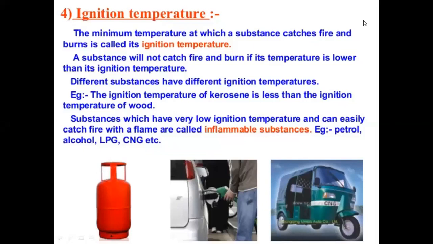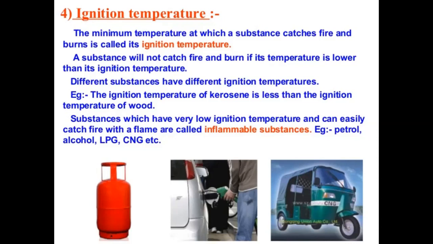Next, a very, very important definition is ignition temperature. Ignition temperature is the minimum temperature at which a substance catches fire or burns. That is known as ignition temperature. Here one word is very, very important: minimum temperature required for a substance to catch fire. A substance won't catch fire or burn if its temperature is lower than its ignition temperature.